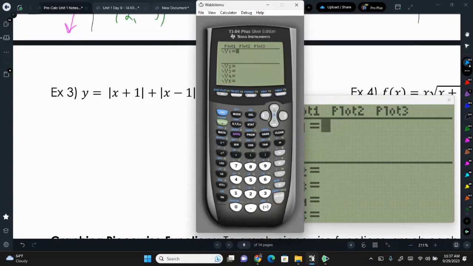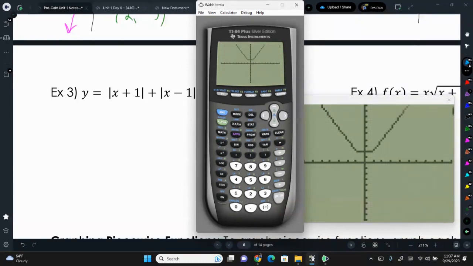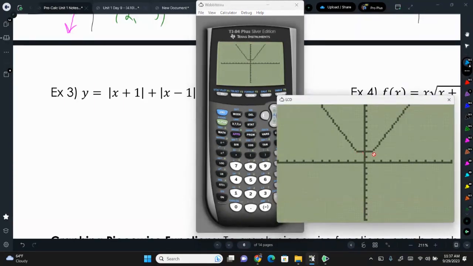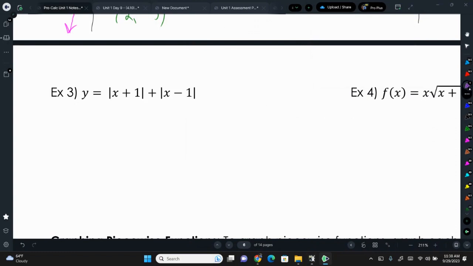So we're going to do absolute value. So, in the calculator window, absolute value of x plus 1 plus the absolute value of x minus 1. And then it looks kind of like a U, but we have this area right here where it's a horizontal line. So it goes like this. So we need to figure out our intervals of increasing and decreasing.